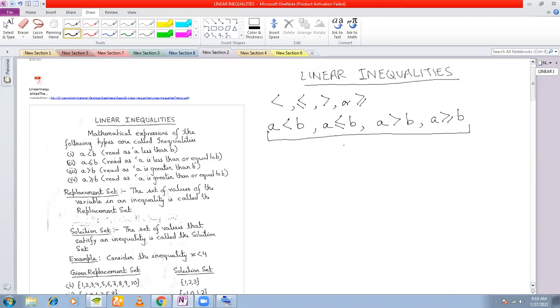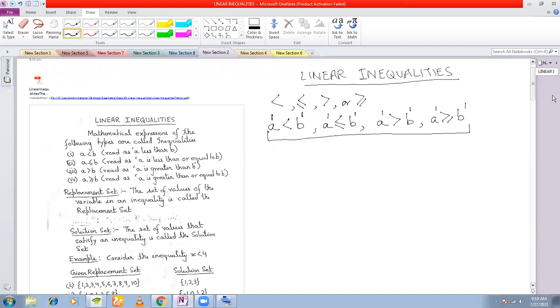Why are they called linear? They are called linear because if you see, the powers of a and b are both 1, and they do not contain products of variables. Do they contain ab, or do they contain b square? They don't. Therefore, that is why they are called linear inequalities.